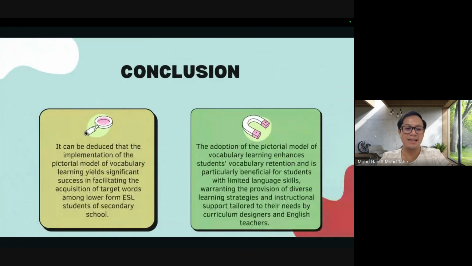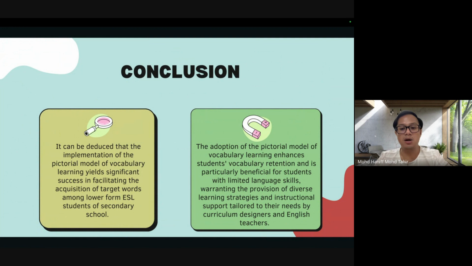In conclusion, it can be deduced that the implementation of the pictorial model of vocabulary learning yields a significant success in facilitating the acquisition of target words among lower form ESL students of secondary school. This is because the students have actually learned the target words better when they use the pictorial model.